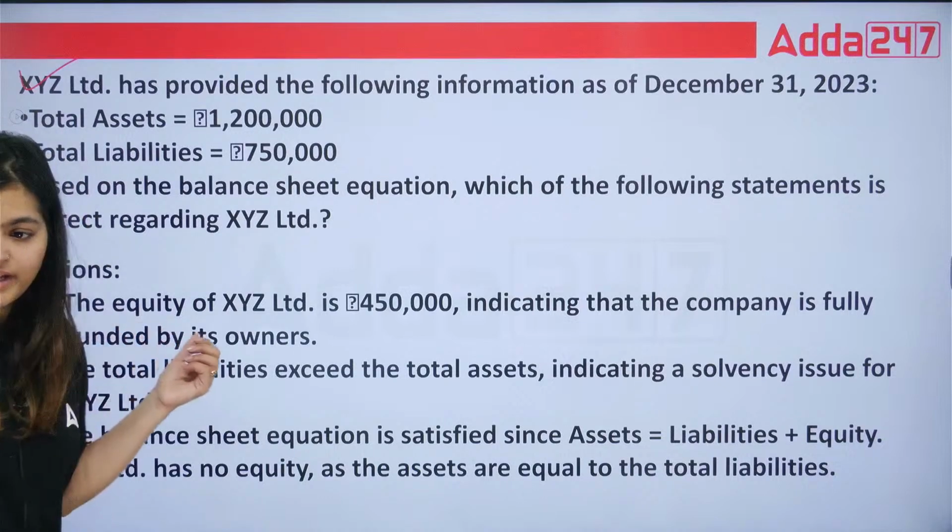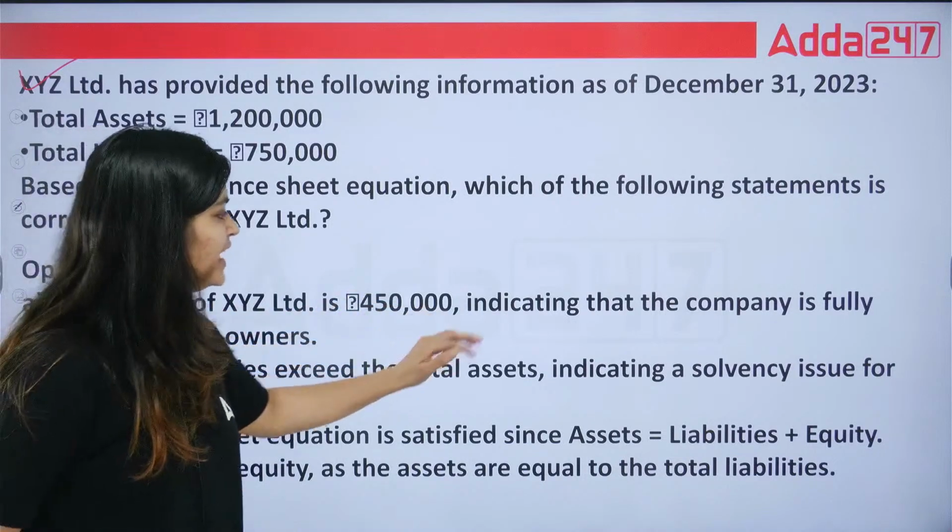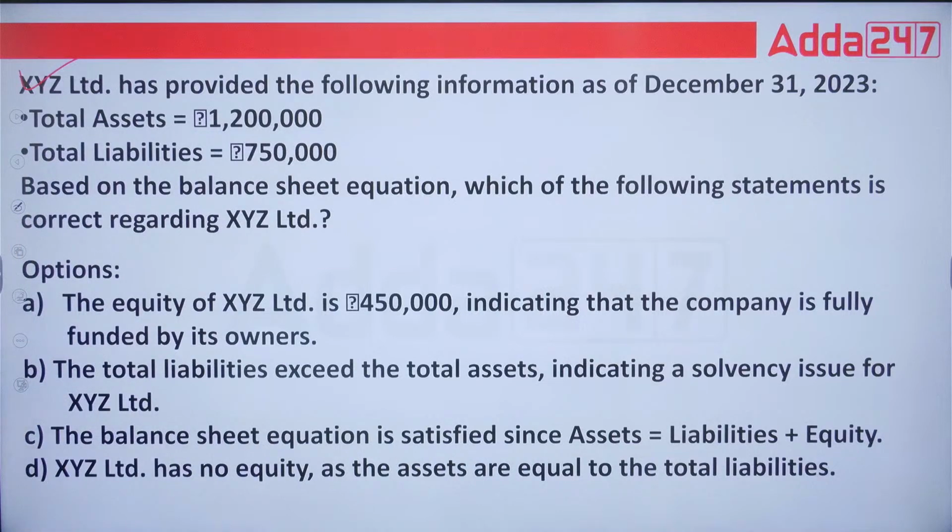So, as I can say, A option is correct. In the first option, what is given? The equity of XYZ is 4,50,000, indicating that the company is fully funded by its owners. On the other hand, the total liabilities exceed the total assets, indicating a solvency issue for XYZ Limited. And third option says the balance sheet equation is satisfied since assets equal to liabilities plus equity, and XYZ Limited has no equity as the assets are equal to the total liabilities. So in this, what we need to understand is that this is a question based on your balance sheet equation.